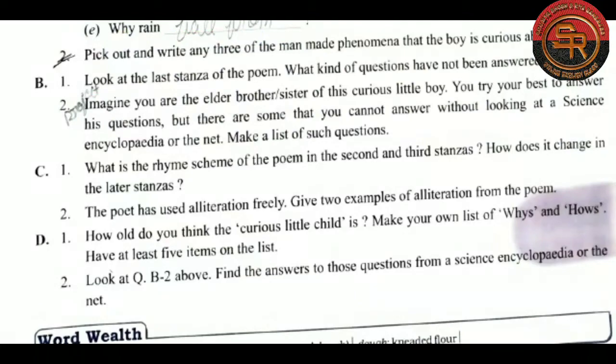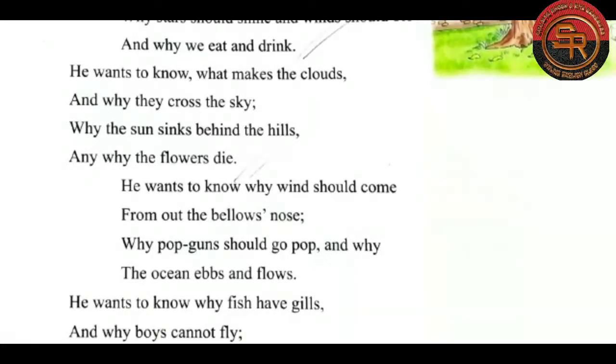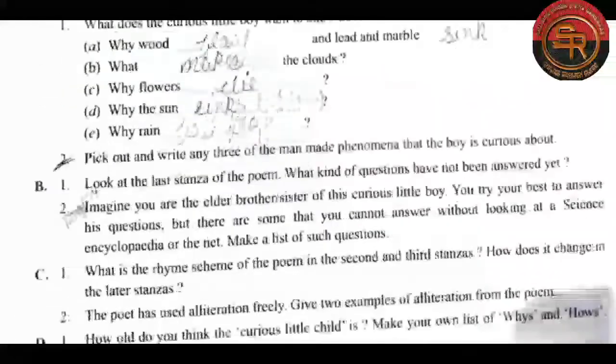Look at the next part of that question. It is asking how the scheme changes in the later stanzas. After the second and the third stanza, we come to the fourth stanza. He wants to know why wind should come from out the billow's nose, why pop guns should go pop, and why the ocean ebbs and flows. Calm and nose, why and flows. So why is not matching, so we have to mark it with a different letter. Calm is A and nose is B, then why is C, and flows rhymes with nose, so it's again B. So A, B, C, B. So it's changing in the later stanzas. I have done only the fourth stanza for you, and the later stanzas should be done by you. I'll check it in the live class.